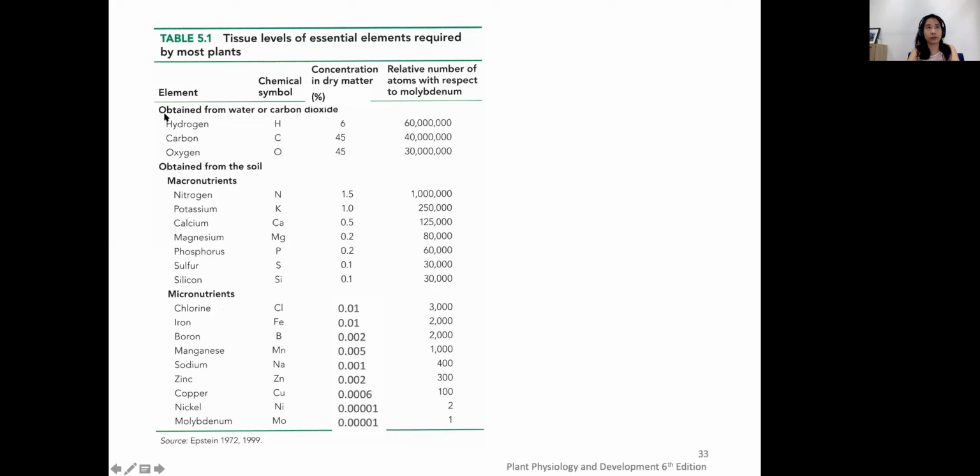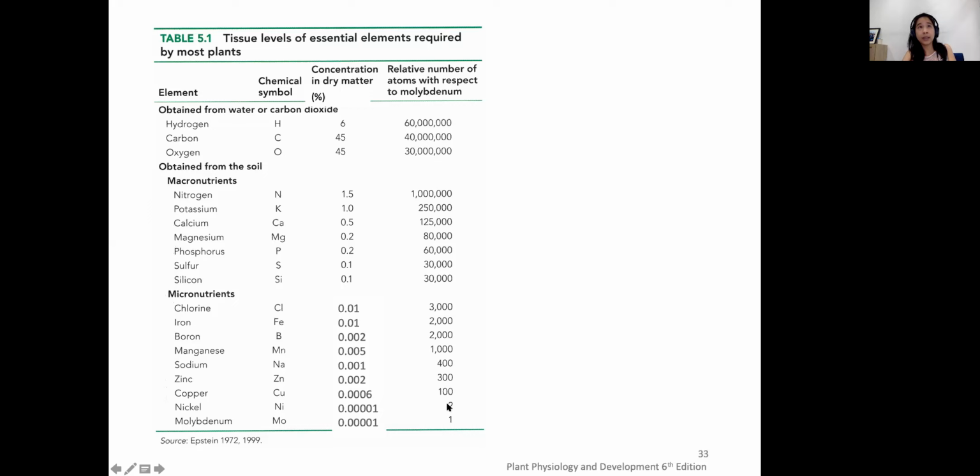one small issue. Plants also need hydrogen, carbon, and oxygen, but we do not consider these nutrients because they can be obtained from the air and water. We consider only the nutrients that are obtained from the soil. Macronutrients, for example, are nitrogen, potassium, calcium, magnesium, phosphorus, sulfur, and silicon. Micronutrients are chlorine, iron, boron, manganese, sodium, zinc, copper, nickel, and molybdenum.